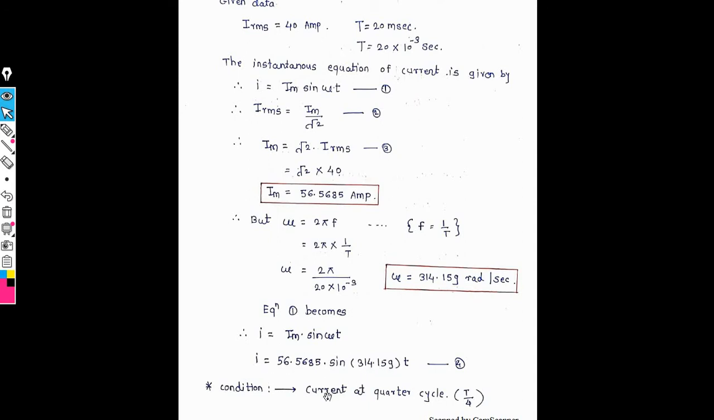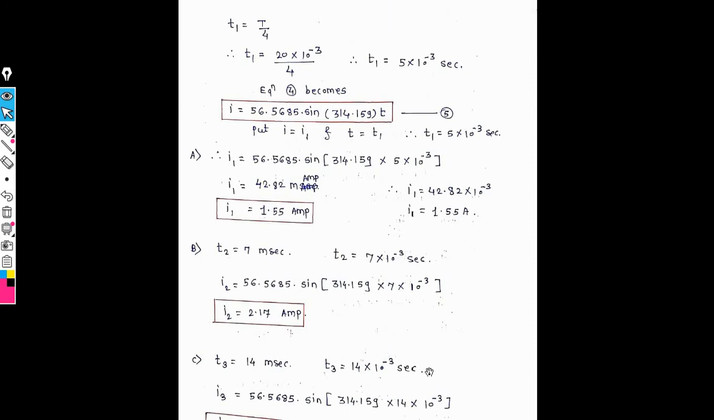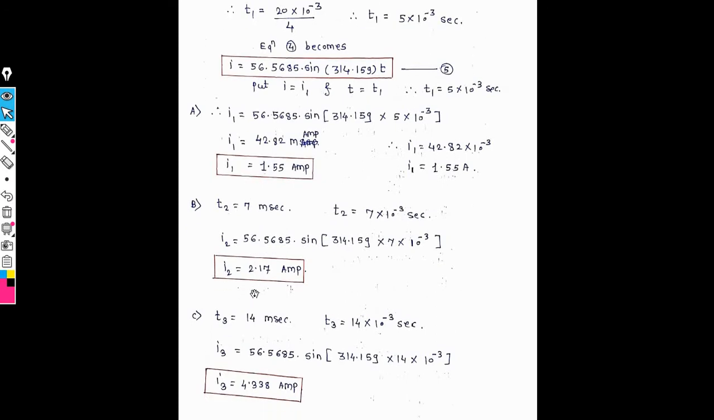Then the first condition is current at quarter cycle, that is T by 4, which we have taken. Then put the value of T here. Then first time we have considered T1, that is 5 into 10 raised to minus 3. Then put I is equal to I1, T is equal to T1. Then both values are put in equation number 5. Then we obtain current I1 is equal to 1.55 ampere. Then second time is T2 is equal to 7 millisecond, converted into second, that is 7 into 10 raised to minus 3. Then both values are put in equation number 5, and we obtain current I2, that is 2.17 ampere.